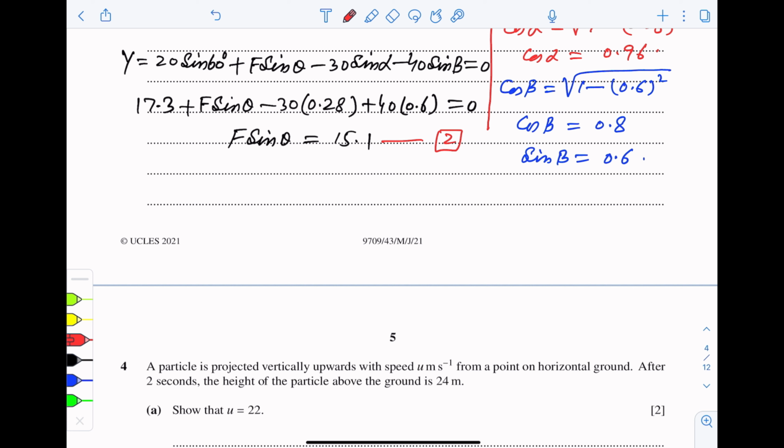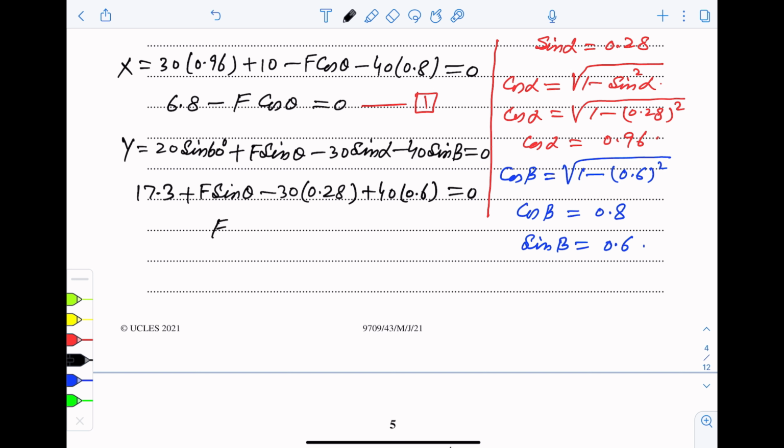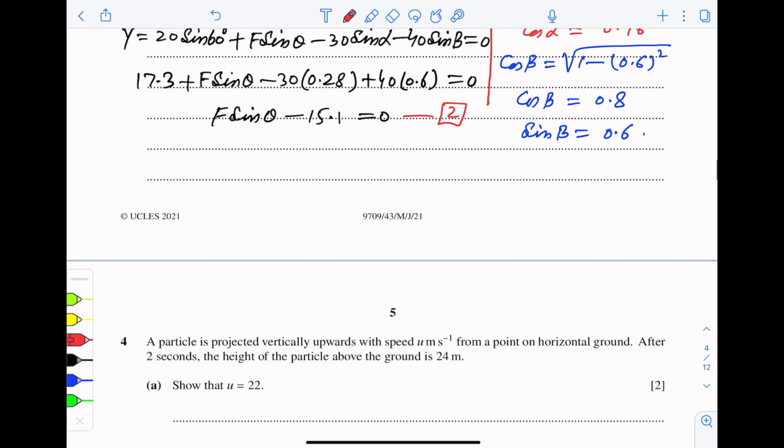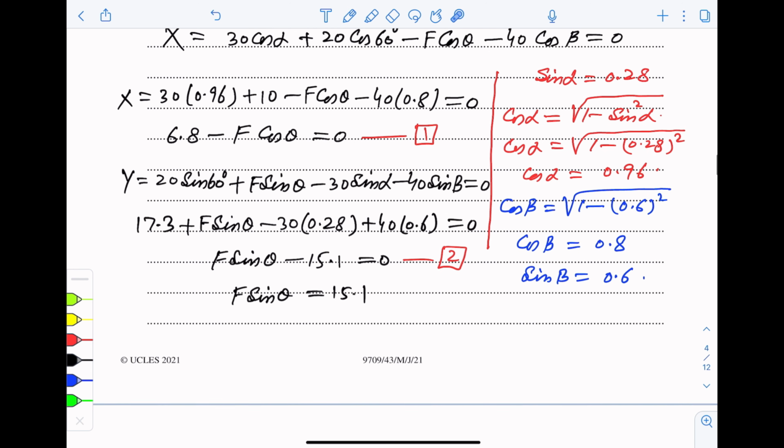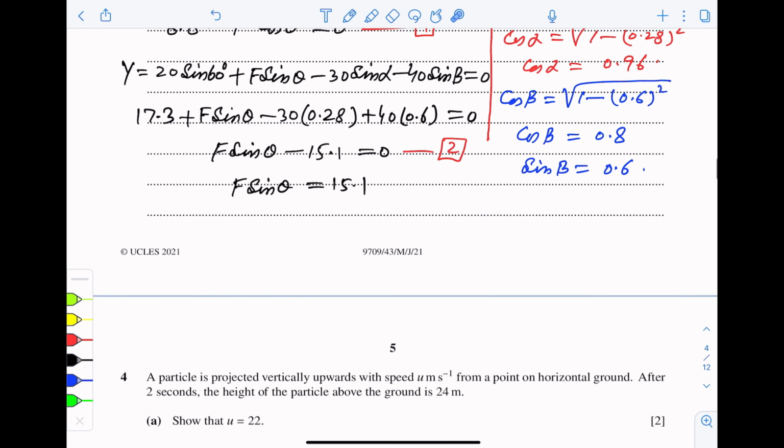Solving these two equations 1 and 2 simultaneously, we can write this equation as F sin theta is equal to 15.1, and this equation we will write as F cos theta is equal to 6.8.